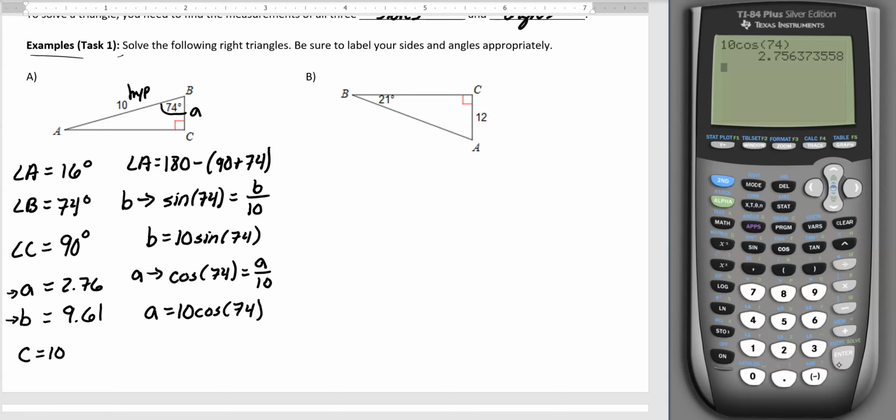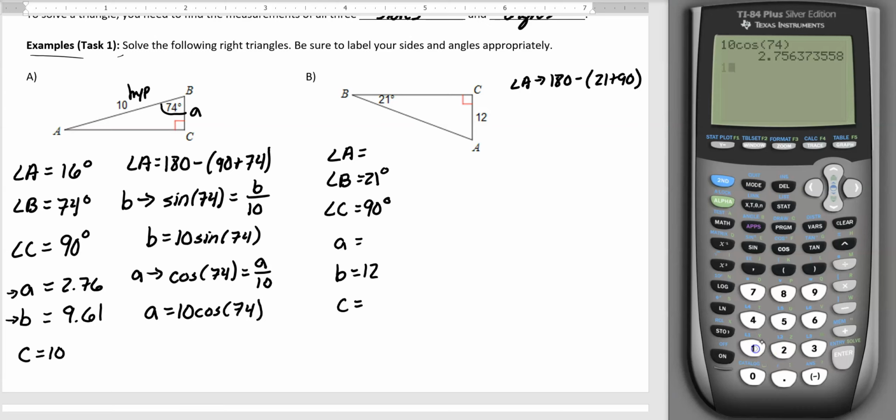Let's try again. Let's do another. Notice here, this time we have, again, triangle ABC. We know that angle A is unknown for us right now. Angle B is 21 degrees. Angle C is 90 degrees. Side A we don't know. Side B we do know, right? B would be 12. And side C, we don't know yet, our hypotenuse. So with that being said, let's start with angle A. Angle A will be 180 minus 21 plus 90.